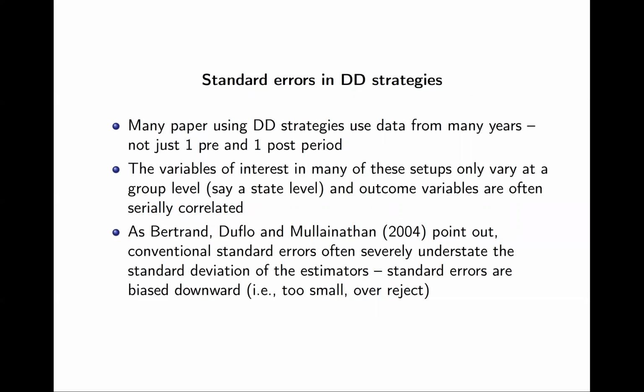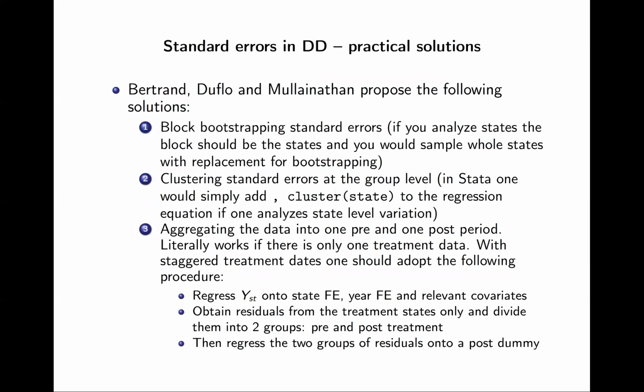So Bertrand, Duflo, and Mullainathan point out that conventional standard errors often severely underestimate the standard deviation of the estimators, meaning that heteroscedasticity-robust standard errors are biased. They're biased downward. They're going to be too small. You're going to over-reject. So they had three solutions that they recommend.